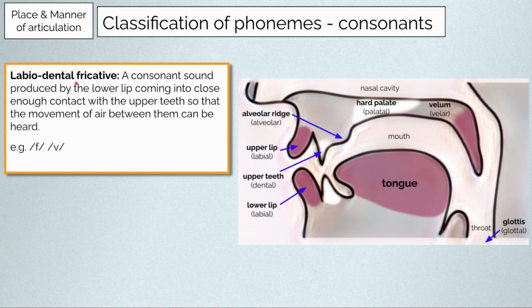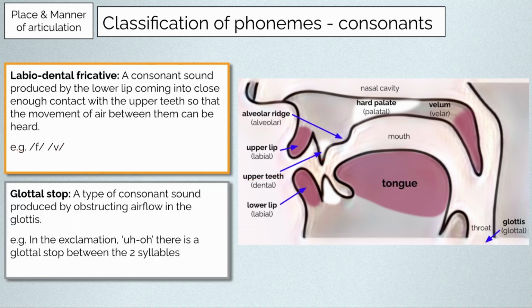Labiodental fricative. Now, when you have something like labiodental, that means it's using both the lips and the teeth, and it's caused by friction. So lips and teeth, think f, v. So a consonant sound produced by the lower lip coming into close enough contact with the upper teeth so that the movement of air between them can be heard. Lower lip, upper teeth. This is how you make the f and v sounds.